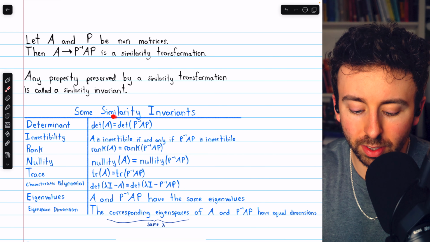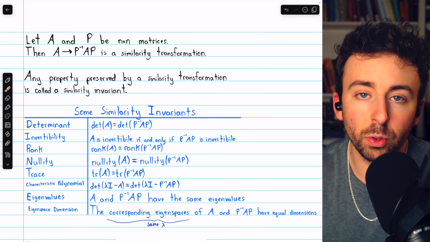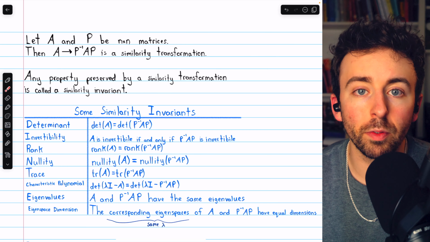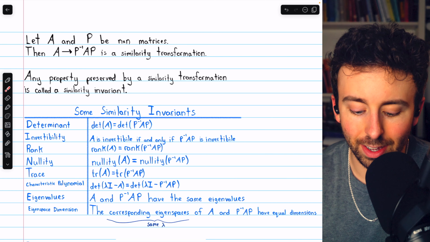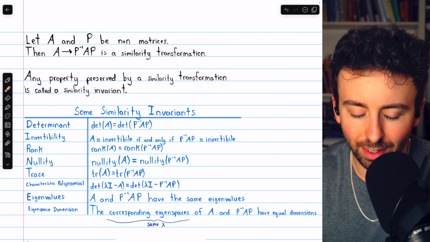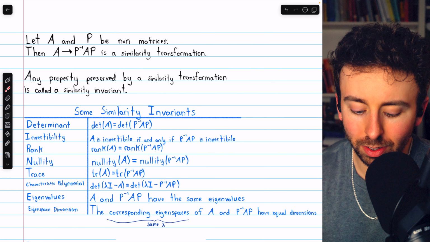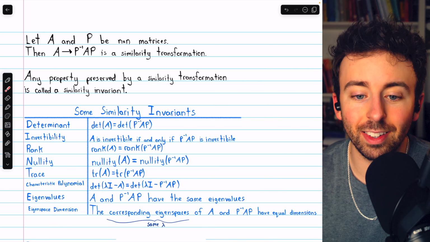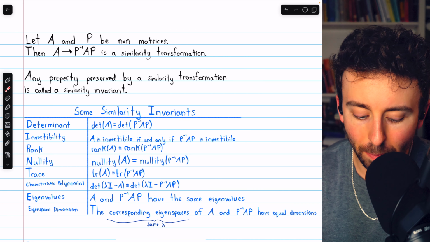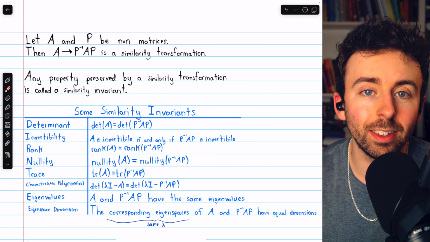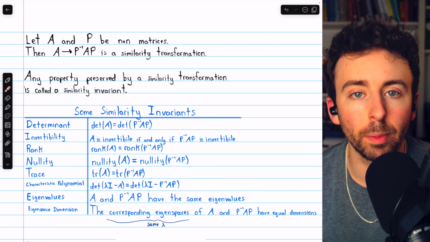The determinant of similar matrices is the same. Invertibility is also shared between similar matrices. Either they're both invertible or they're both not invertible. The rank of similar matrices is the same. The nullity is the same. The trace of similar matrices is the same. The characteristic polynomial of similar matrices is the same, and hence so are the eigenvalues. Also, the dimension of the eigenspaces of corresponding eigenvalues is the same as well between similar matrices.